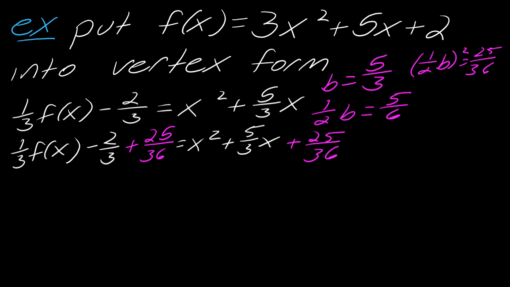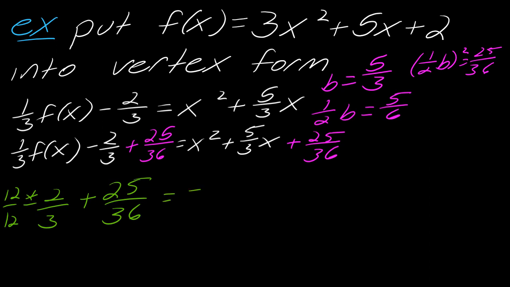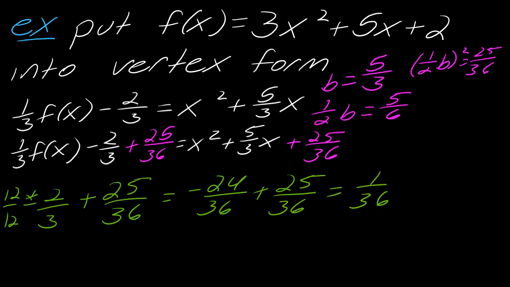So if I write this out on the side, negative 2/3 plus 25 over 36, I've got to turn negative 2/3 into a common denominator. The common denominator here will be 36. So I need to multiply the top and bottom by 12 over 12. So this set of fractions becomes negative 24 over 36 plus 25 over 36. And if I add those together, that becomes 1 over 36.